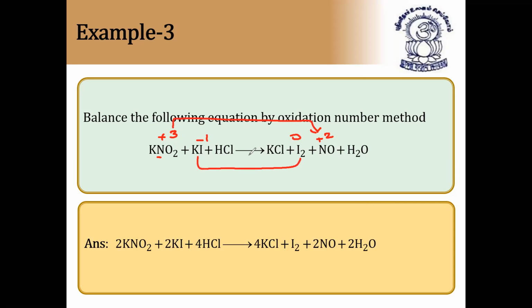So we have to multiply using the crisscross method. So 3 and minus 1 to 0, 1. So the difference is 2. So 2 moles, 2 moles, 4 moles, because 2 is already here. So 4 KCl like this here again. So I hope it is clear. So this is called balancing the following equation by oxidation number method. Very, very important.